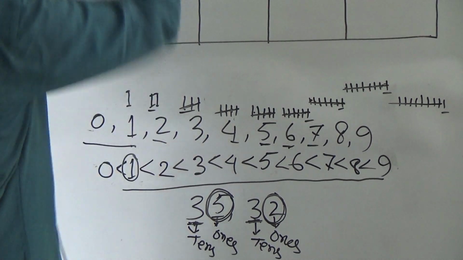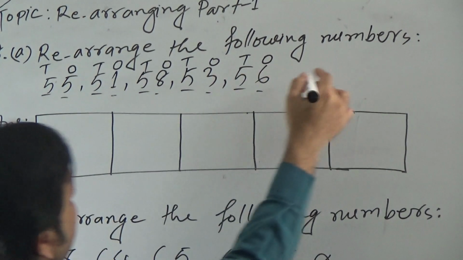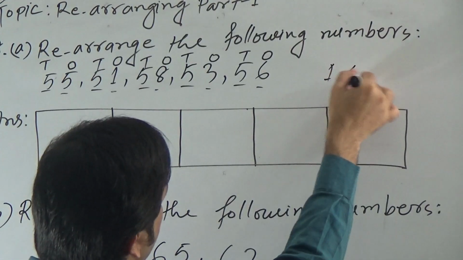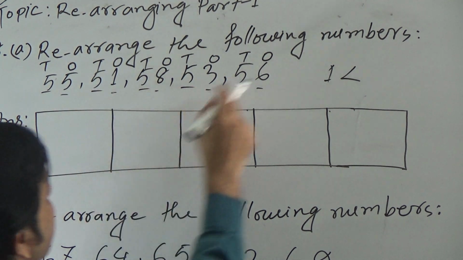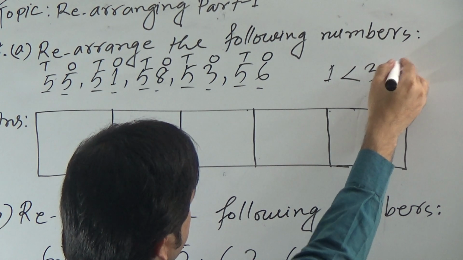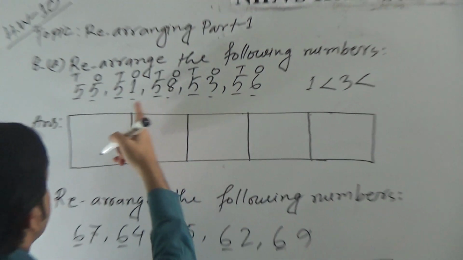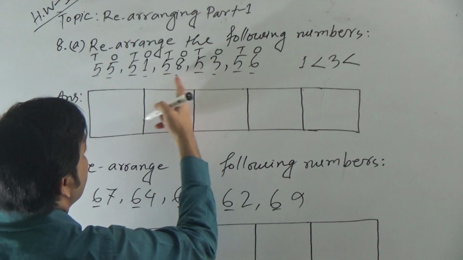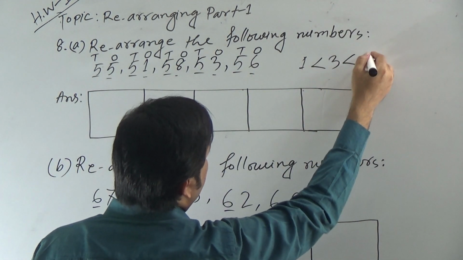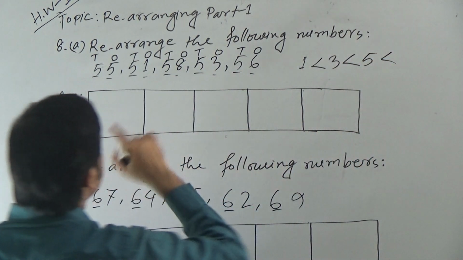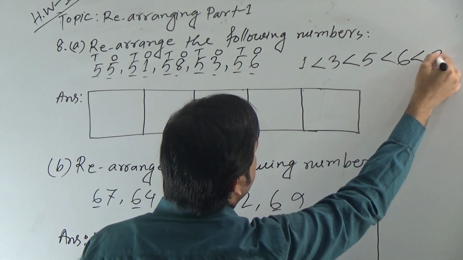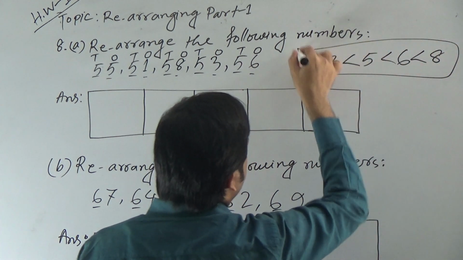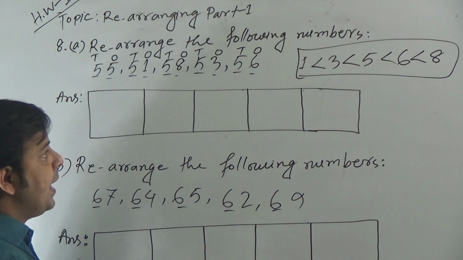According to this order, at first we will get 1, as 1 is smaller than 3. Now 3 is smaller than 5, 8 and 6. Then 5 is smaller than 6, and 6 is smaller than 8. According to this order, we have to arrange them.